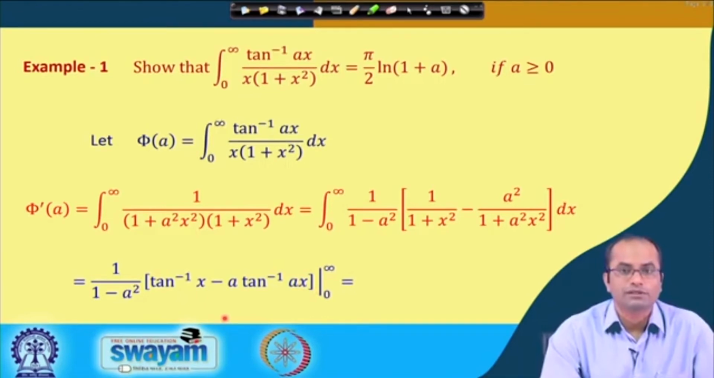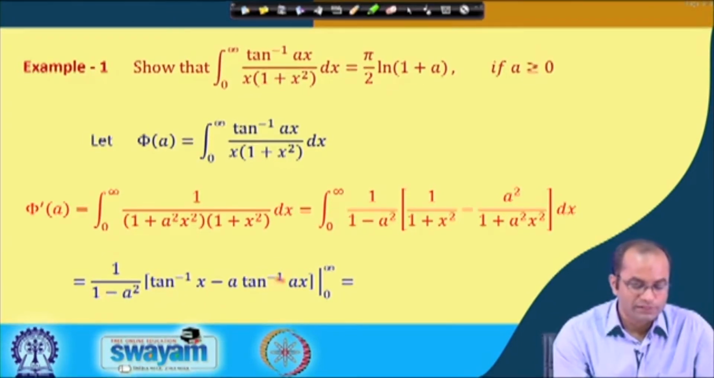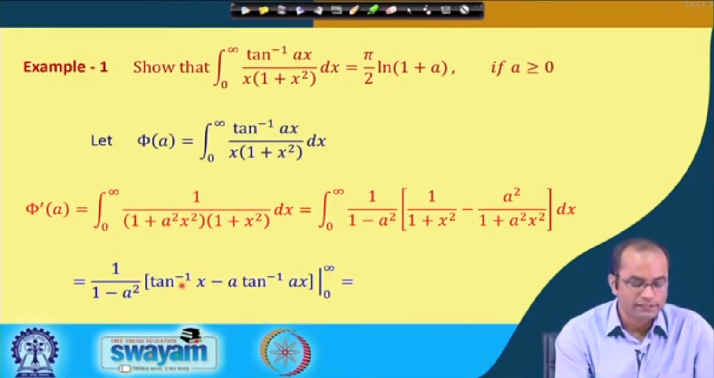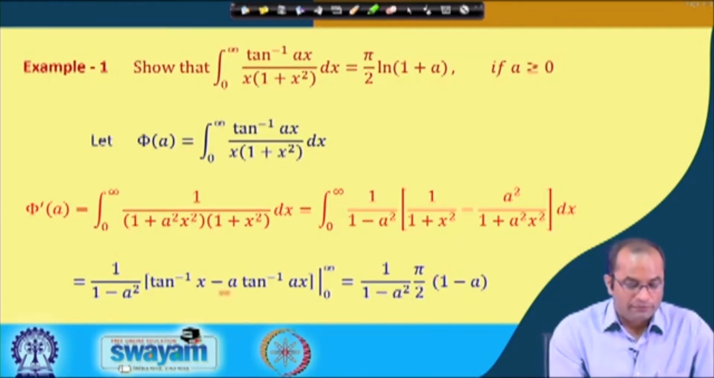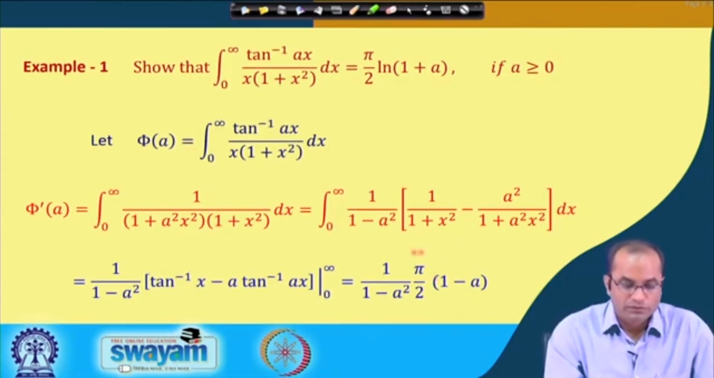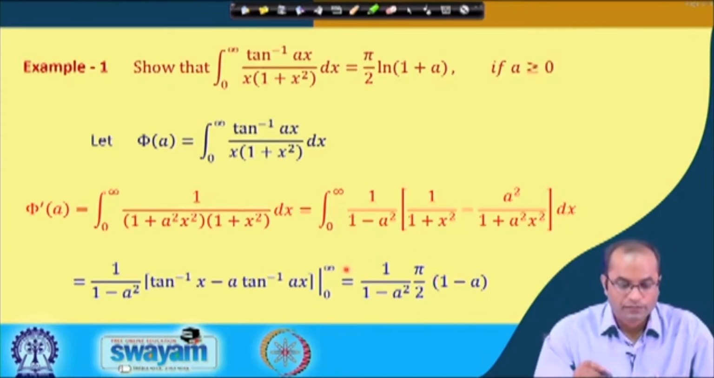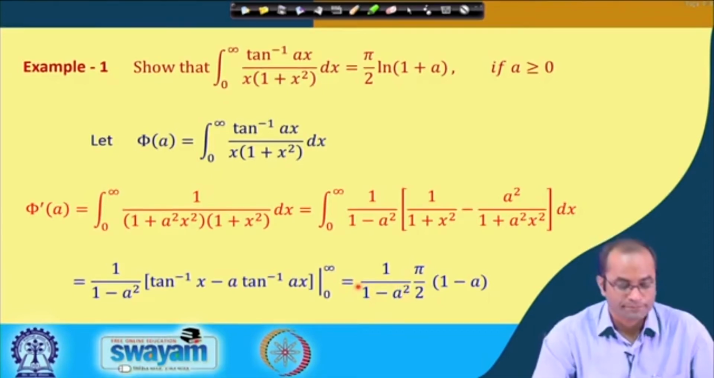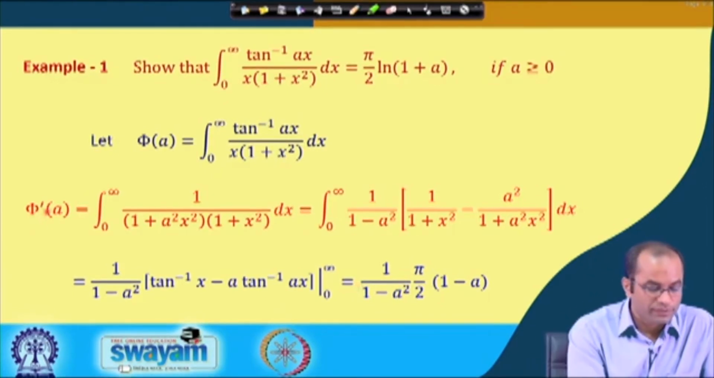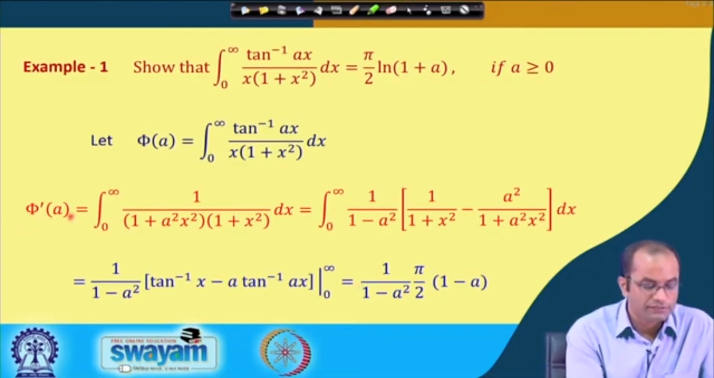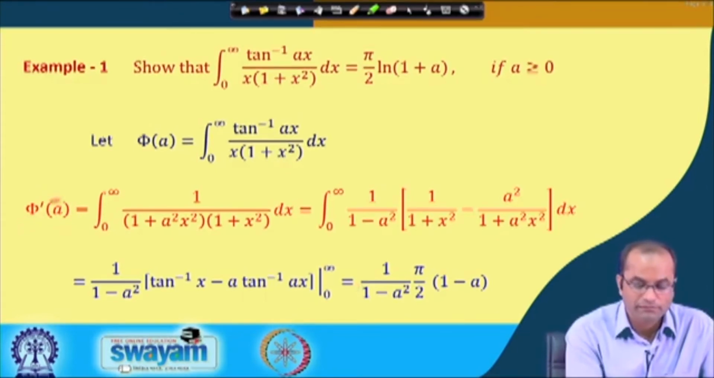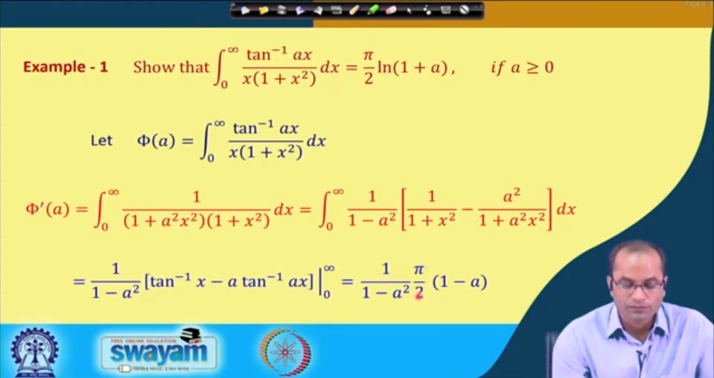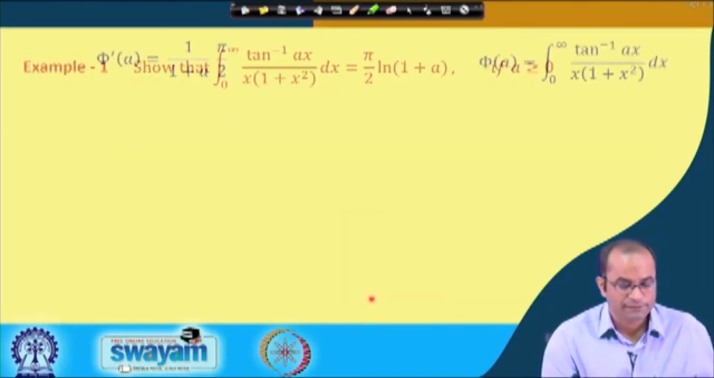both will become 0. So, we will have 1 over 1 minus a square and pi by 2 we can take common, and we will get 1 minus a. So, this is the integral, and this 1 minus a, here we have 1 minus a square. So, this can also be cancelled out, and we will get here 1 plus a. So, we get this differential equation that d phi over d a, or phi prime a, is equal to pi by 2 into 1 over 1 plus a.